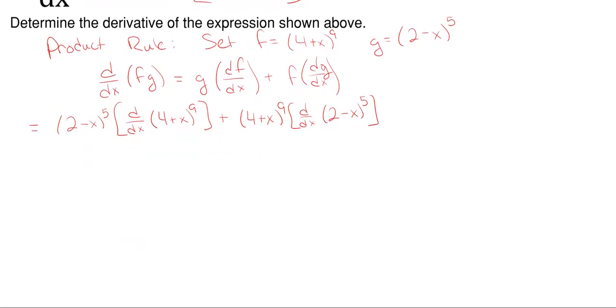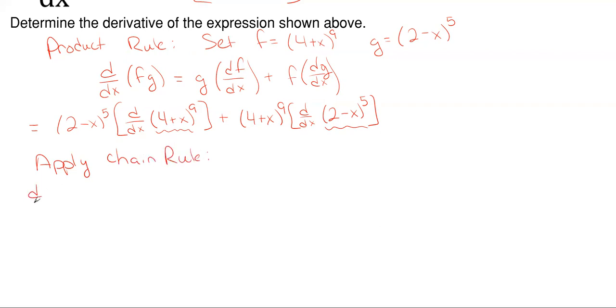Now we can apply the chain rule to these derivatives, because we can't solve them directly without using some kind of rule. Since we have addition and subtraction going on inside the power, we're going to have to apply the chain rule, and we're going to get two parts: one for the derivative of f with respect to x, and one for the derivative of g with respect to x. We're just going to do these simultaneously.